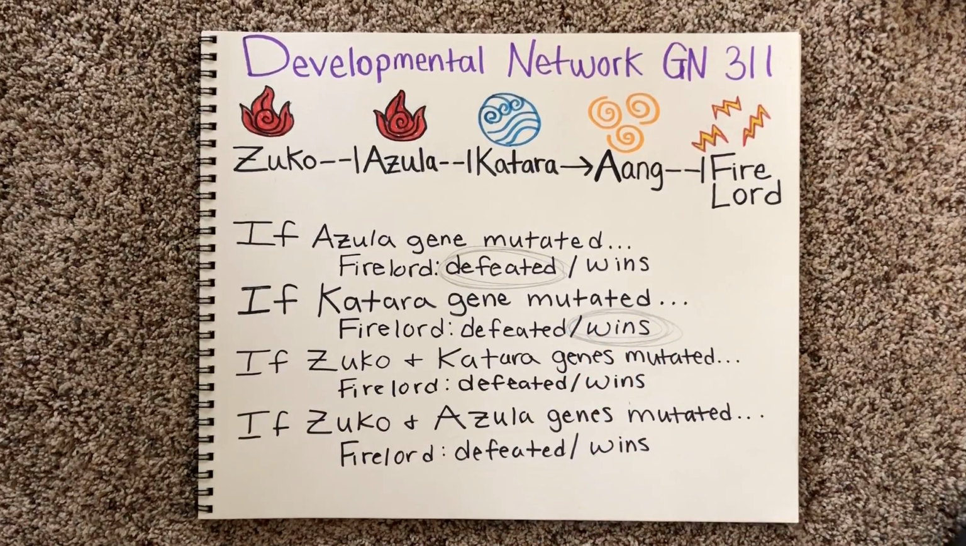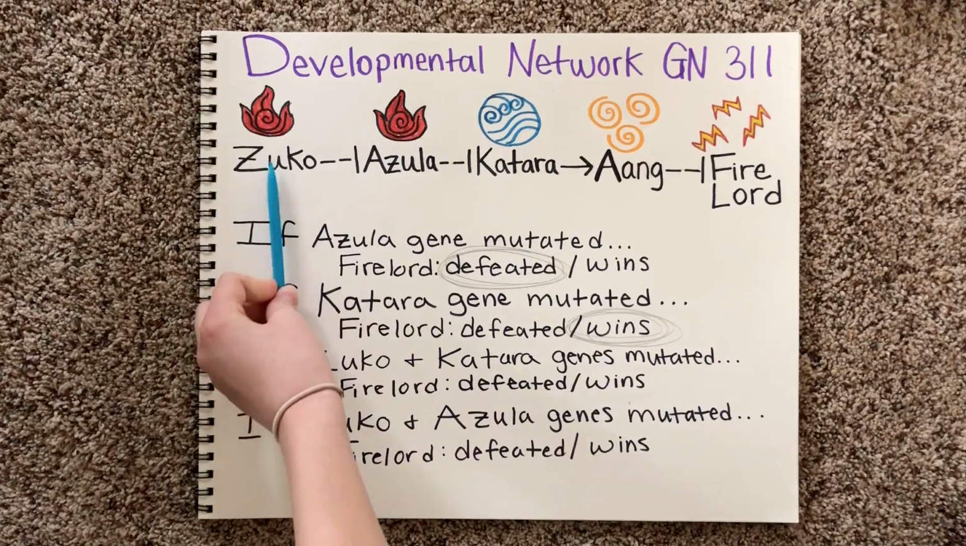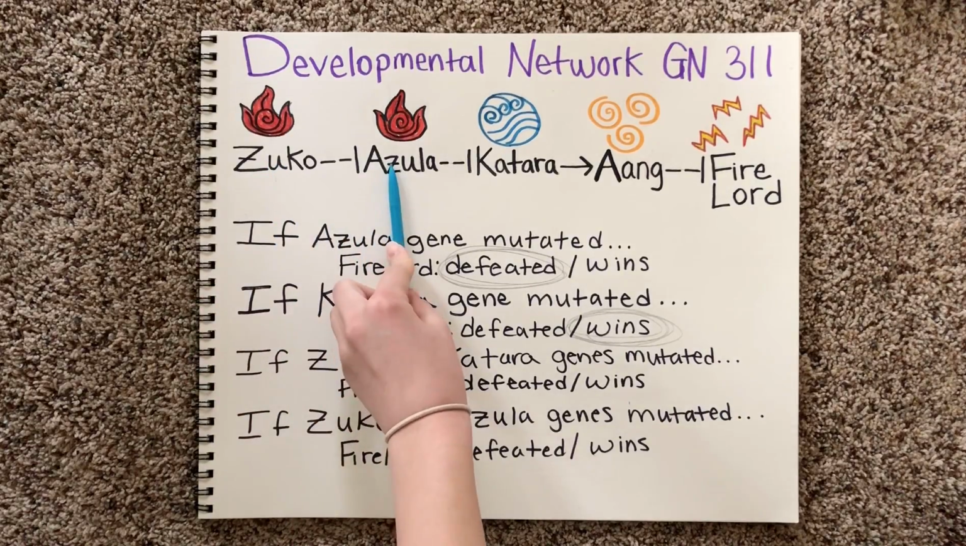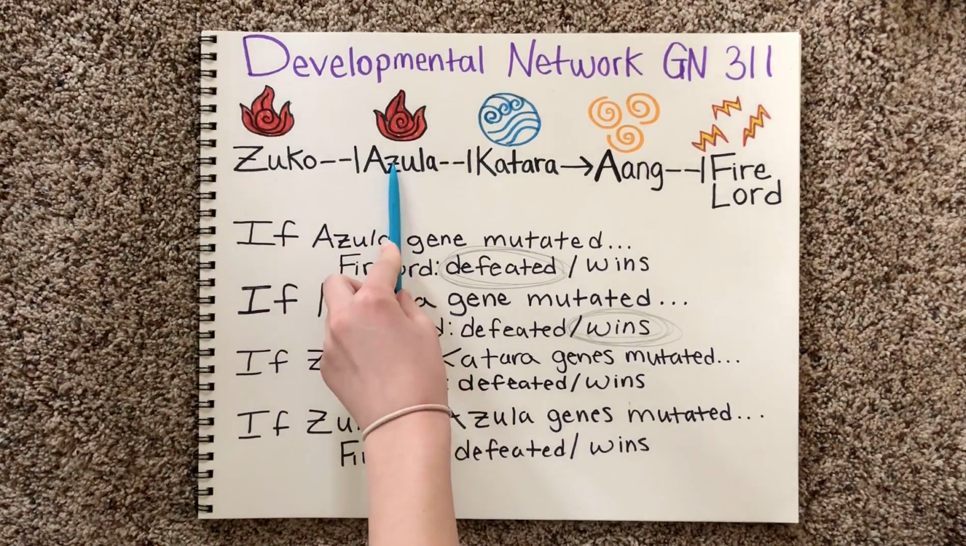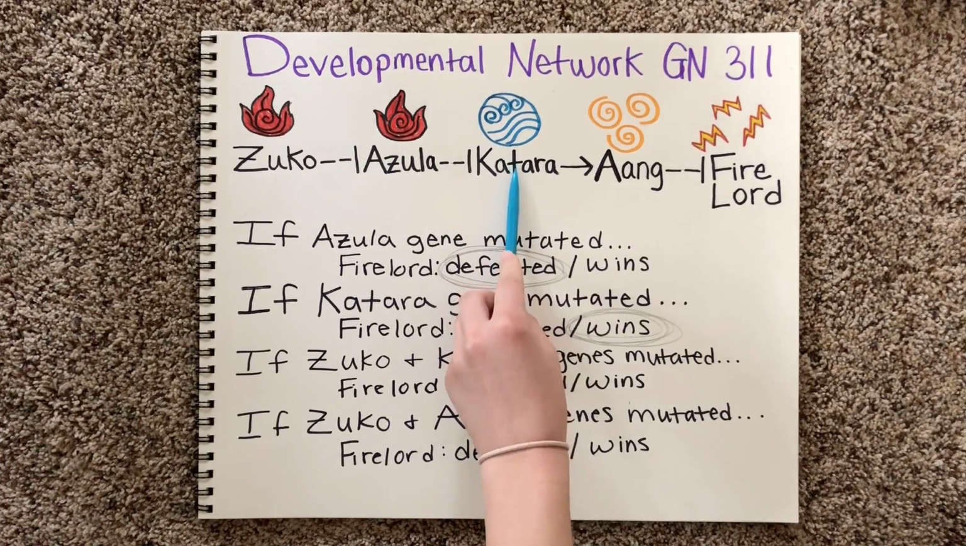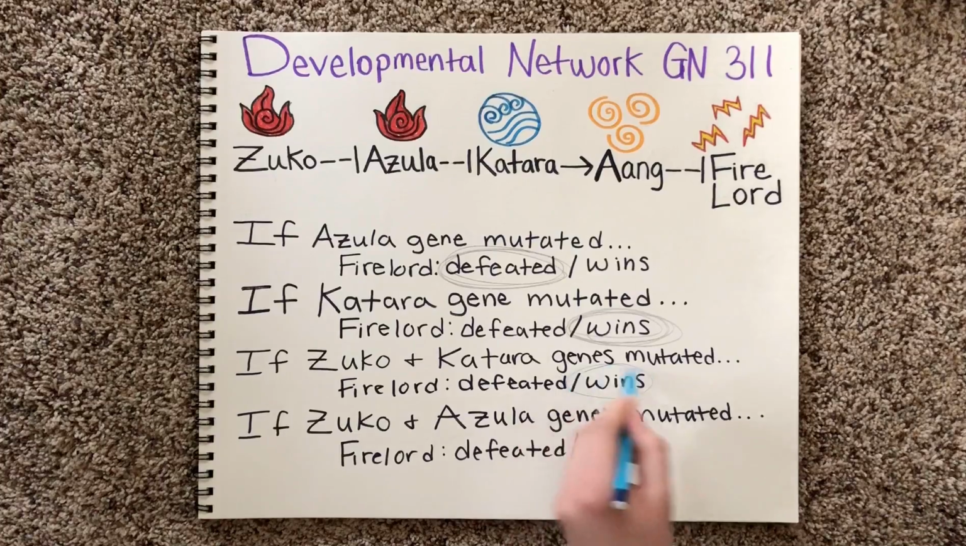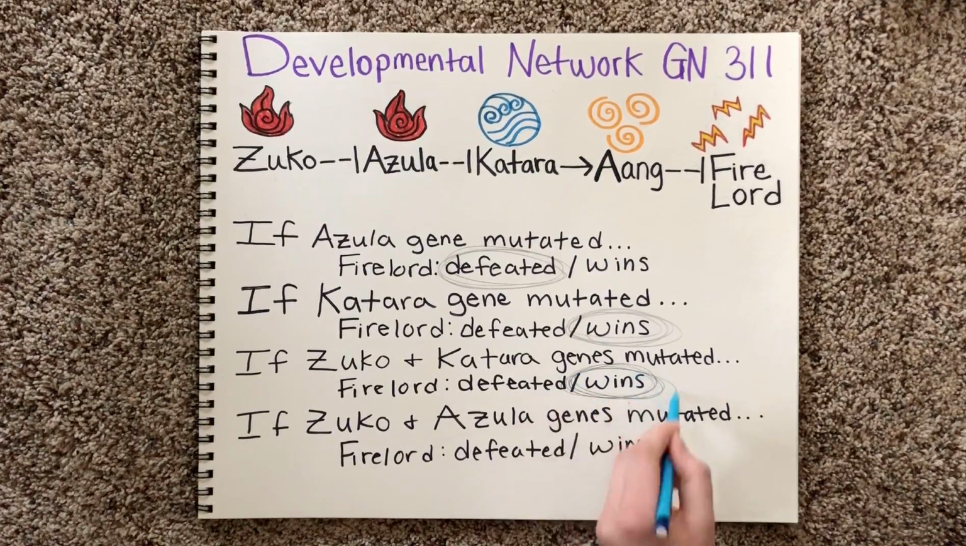We can also see what happens if there are two mutations that occur in the pathway. So if the Zuko and Katara genes get mutated, normally you can look at the more upstream one, but I'll show you both in this case just so you can see how you can work through it that way. So if the Zuko gene is mutated, he cannot inhibit Azula, which means Azula is able to inhibit Katara, but Katara is also mutated, so she cannot activate Aang and cannot inhibit the Fire Lord. So again, the Fire Lord would win or be expressed.